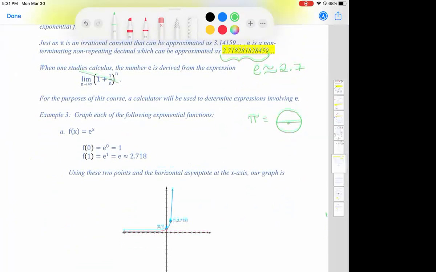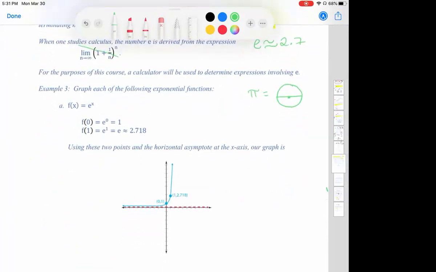All right, so let's go ahead and do example 3. Graph each of the following exponential functions. So for this, you will have to use your calculator. If you don't have a calculator handy, you can always use your cell phone. You have the e function. If you tilt your phone sideways and you get more options in your calculator, that's where you can find e.